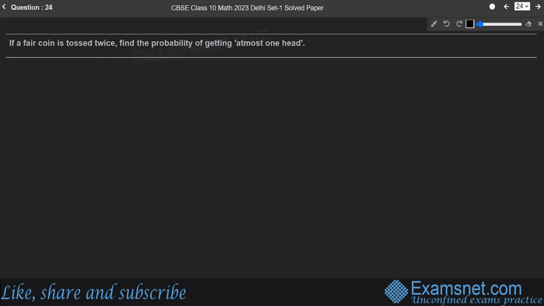Okay, let us do the next one. A fair coin is tossed twice. Find the probability of getting at most one head. That means a maximum of one head should come. If a fair coin is tossed twice, what all possible combinations can come? You can have head tail, head head, tail head, tail tail. These are the four possible combinations when we toss a coin twice. Now these are the total outcomes.